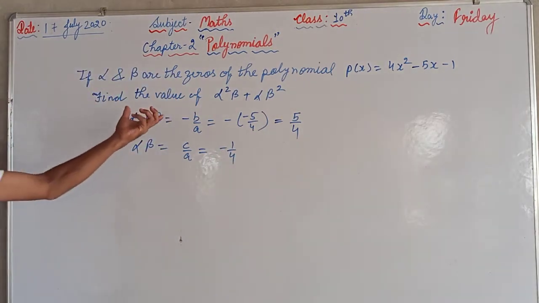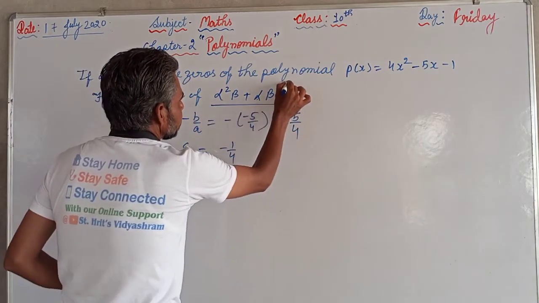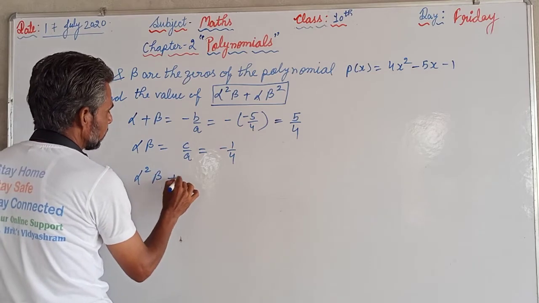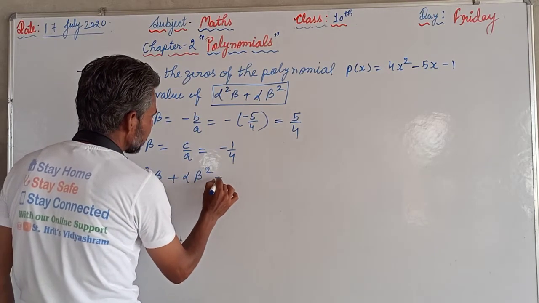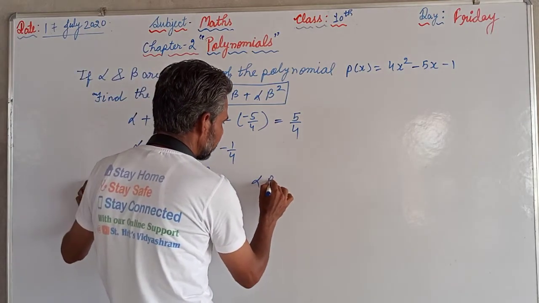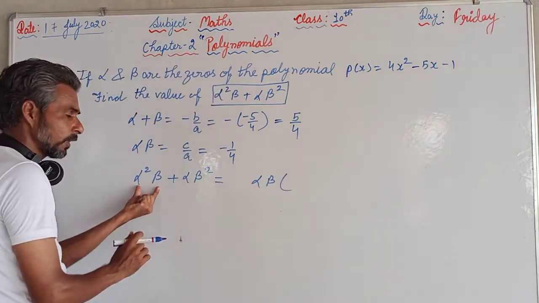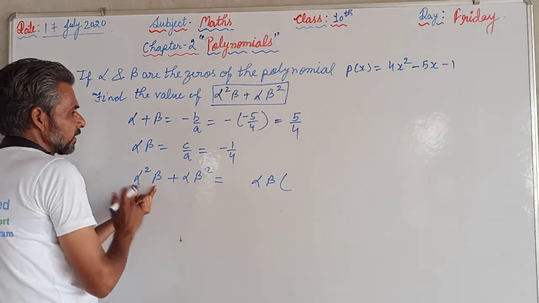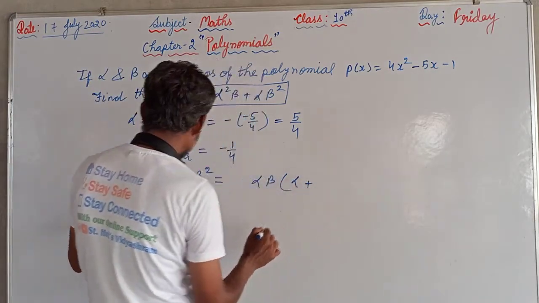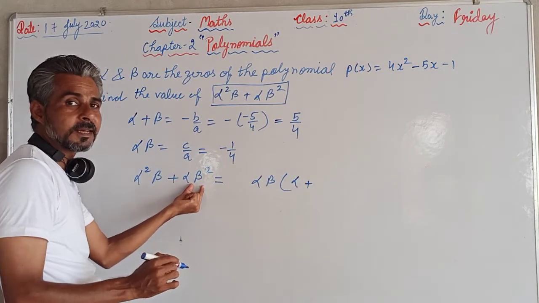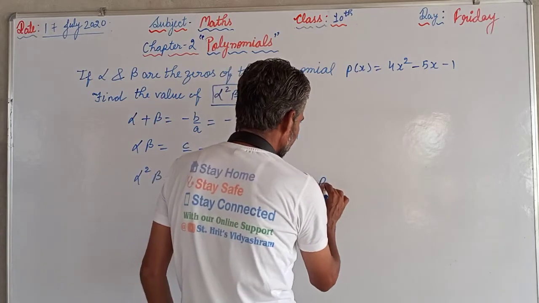Now we will see this. Alpha square beta plus alpha beta square can be written with alpha beta taken common. Beta is taken common from alpha square beta, so alpha is remaining. The plus sign is there between, alpha is taken common from alpha beta square, so remaining is beta.